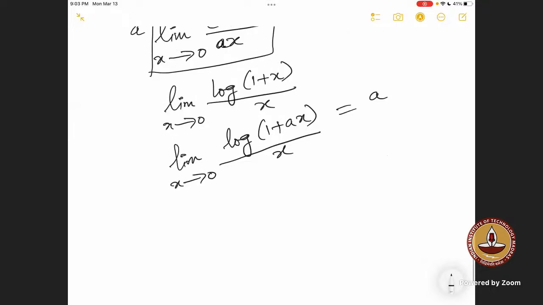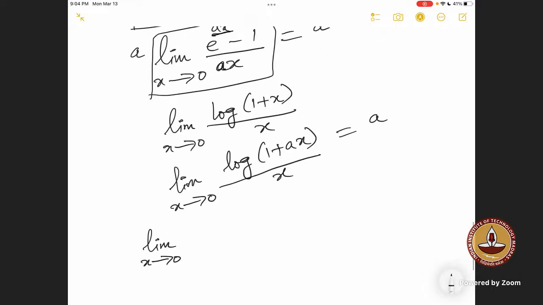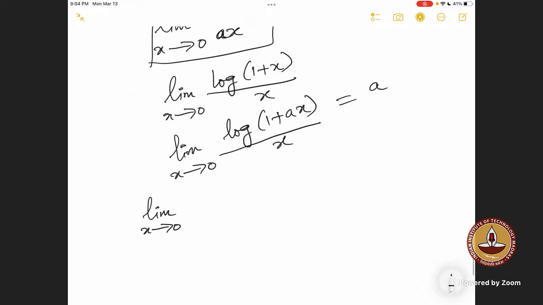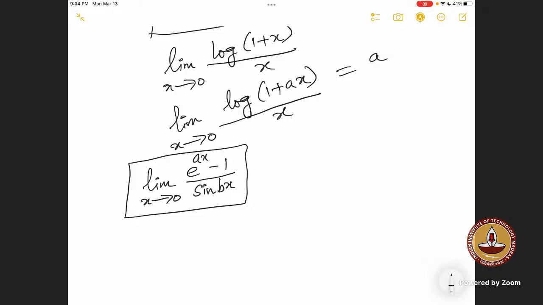Now let me do one more thing. Let us take this limit, x tends to 0, e power ax minus 1 by sin bx. Is this clear for everyone? I have to find the limit value of e power ax minus 1 by sin bx.